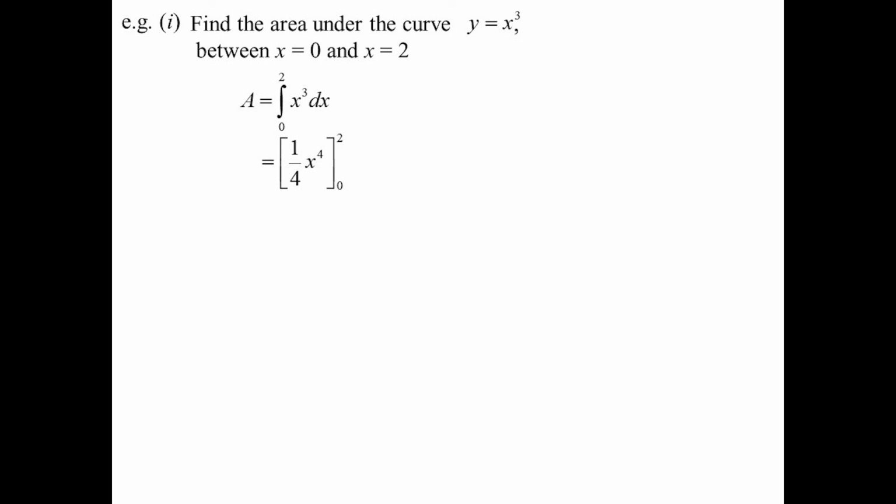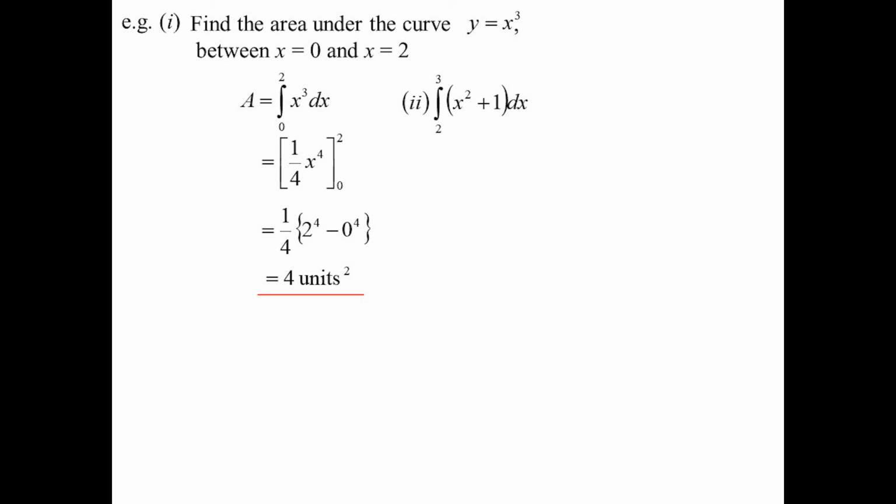So I now put square brackets around it, and the values, I'm going from 0 to 2. We always substitute the top value in first. So all I've got to do is substitute in and do a calculation, and there it is, that exact value that I got before of 4 units squared. So I get something like this.